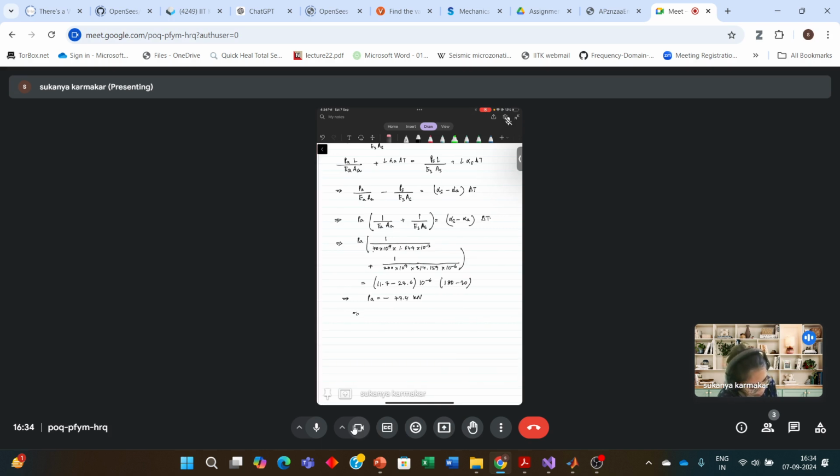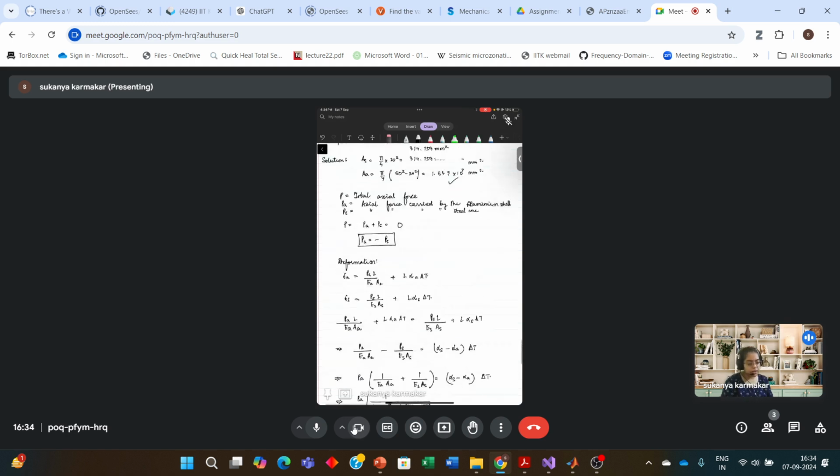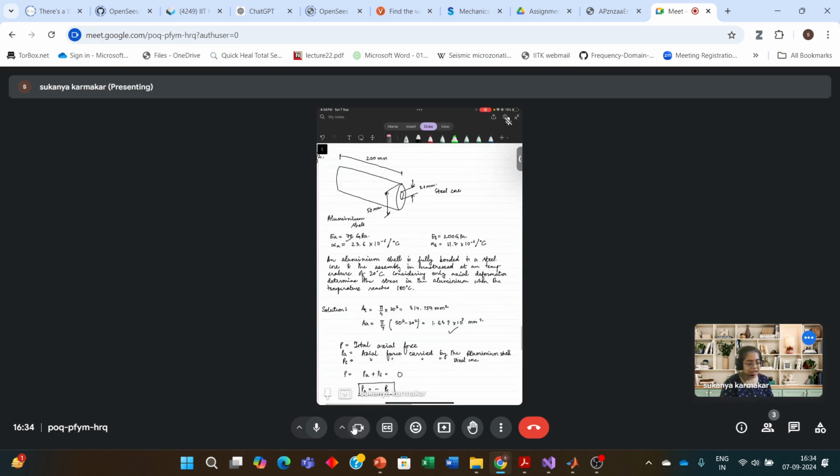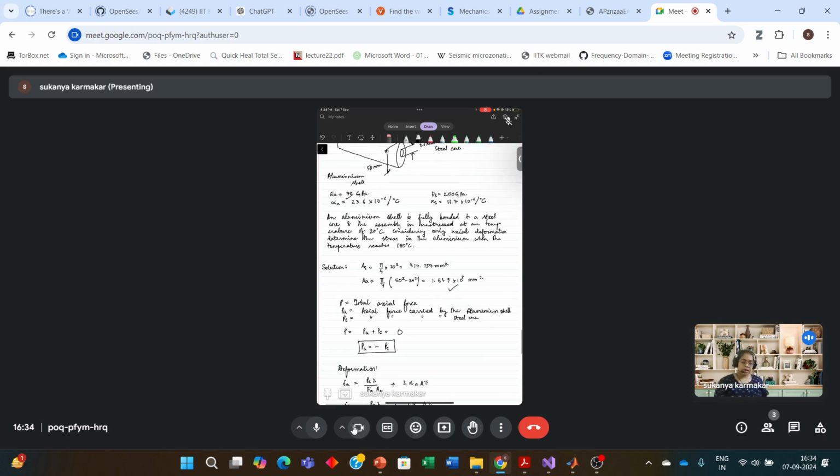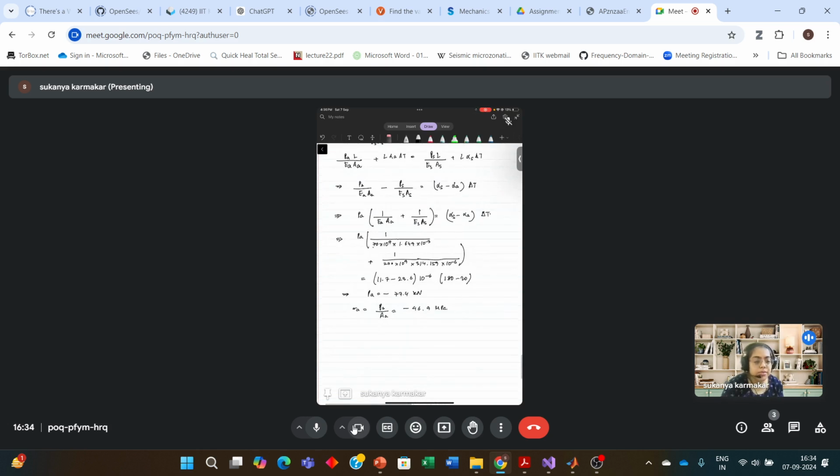So the stress in aluminium will be the load in aluminium by the area of aluminium, which is minus 46.9 MPa. And we can see in aluminium a negative stress, that a compressive stress has been developed. This is like what I was discussing right before starting the question. So this negative sign shows a compressive stress has developed in the aluminium.